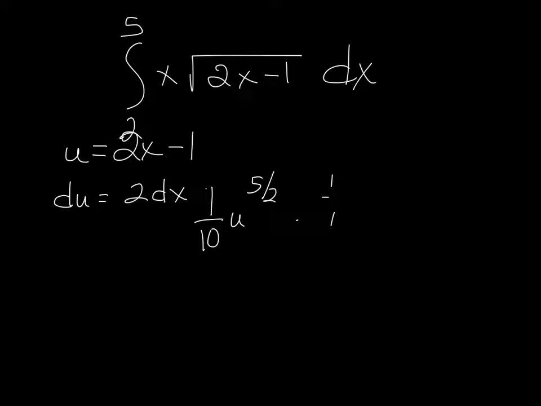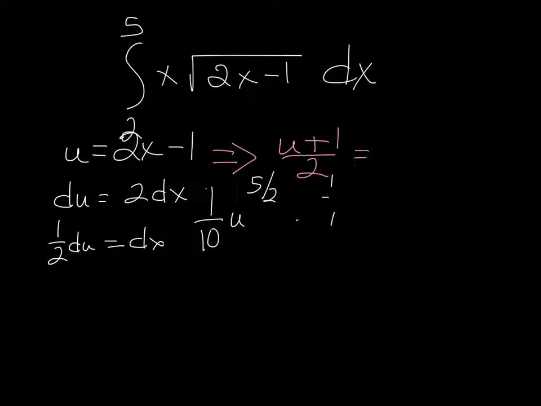Let's solve for that. So 1/2 du can replace dx, but there's a problem. I still have another x. So what we can do here is with our u, we can solve that equation for x and plug that in to our integrand. So we could say u plus 1 over 2 is equal to x. Now I have two things that I can substitute into that integrand.